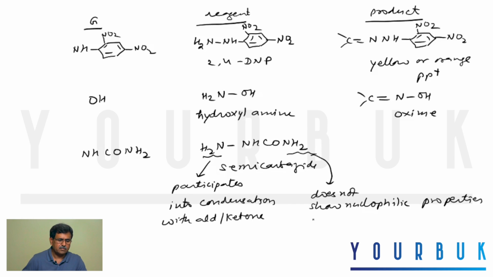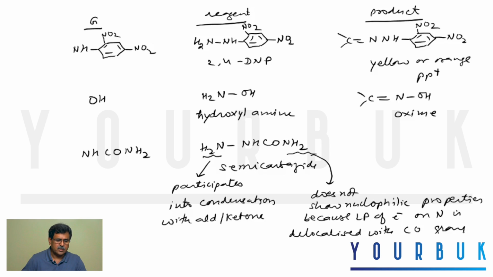because the lone pair of electrons on nitrogen is delocalized with the CO group. So it does not show the nucleophilic property, so the other NH2 has to be used, and the product obtained is called a semicarbazone. This is called semicarbazone. And the reaction with ammonia derivatives is used as a test for the carbonyl group.